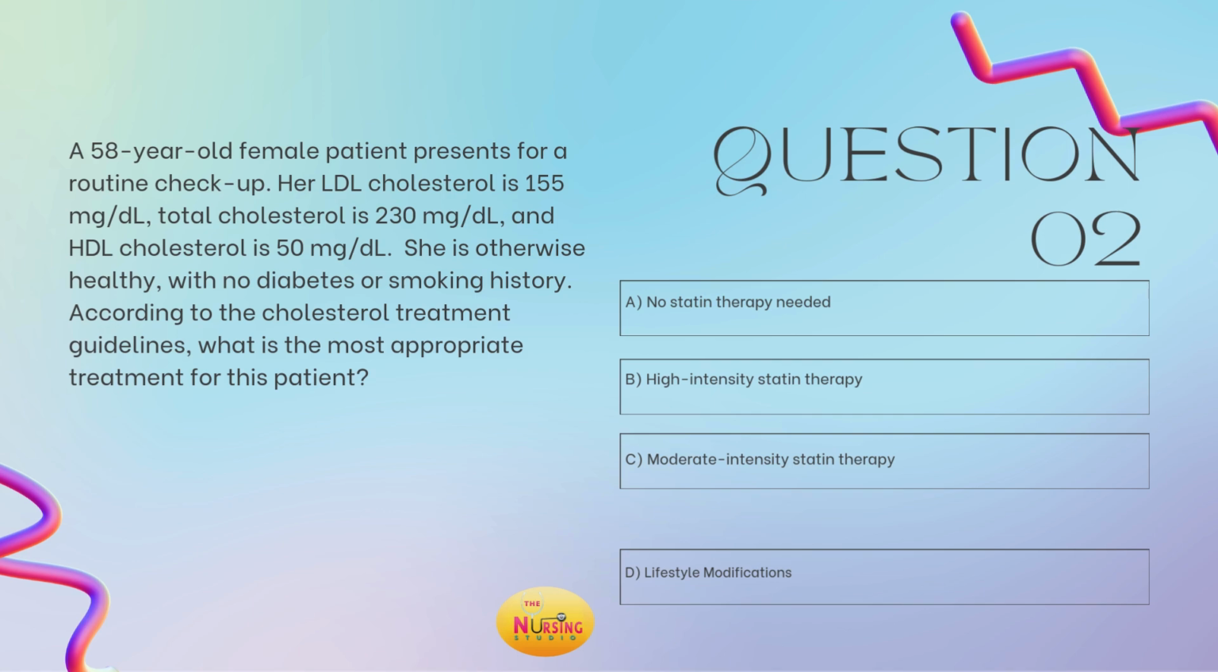Total cholesterol is 230, and we want the total cholesterol to be less than 200, right? And then the HDL is good. Her HDL is 50. For women, we want 40 or greater. For men, 50 or greater. So we're actually in a good range for her HDL.